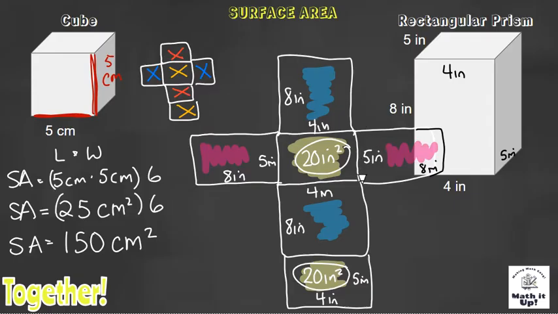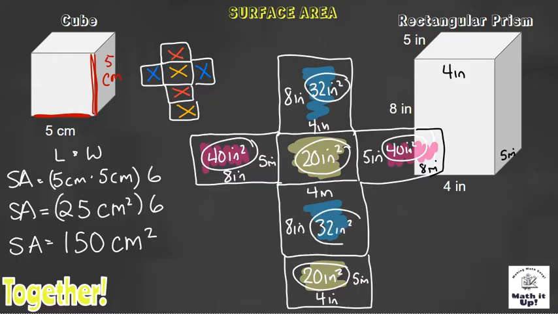Here we have 5 inches by 8 inches and 5 inches by 8 inches. So that's going to be 40 inches squared. And of course, this one matches. And then here we have 8 inches by 4 inches. So length times width there is going to be 32 inches squared. And of course, this one matches.